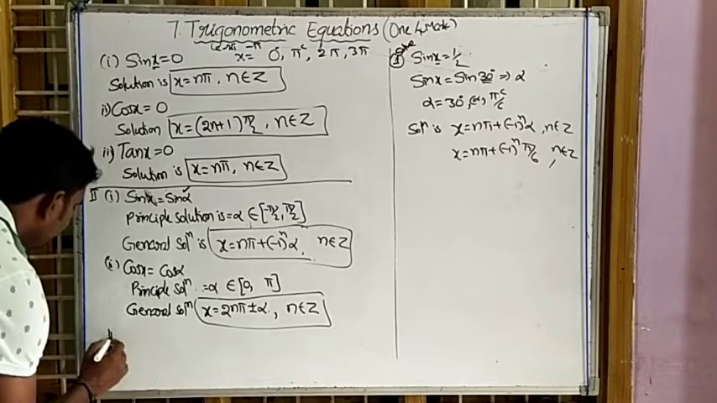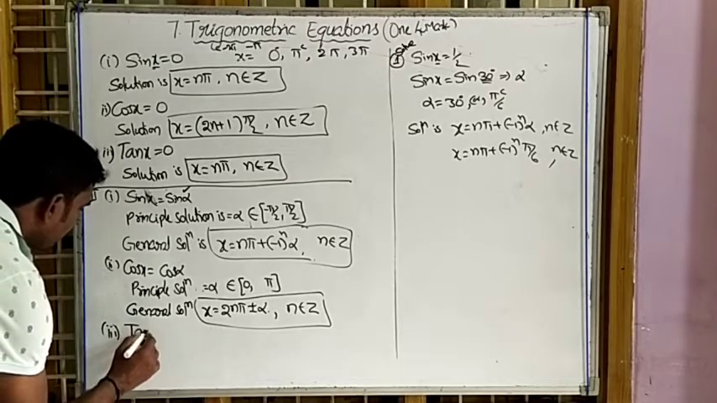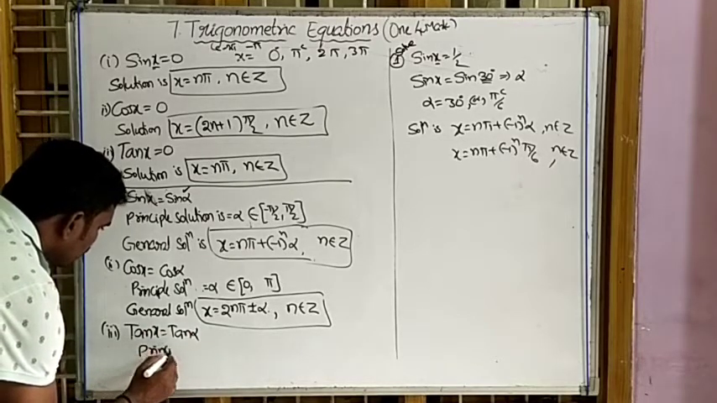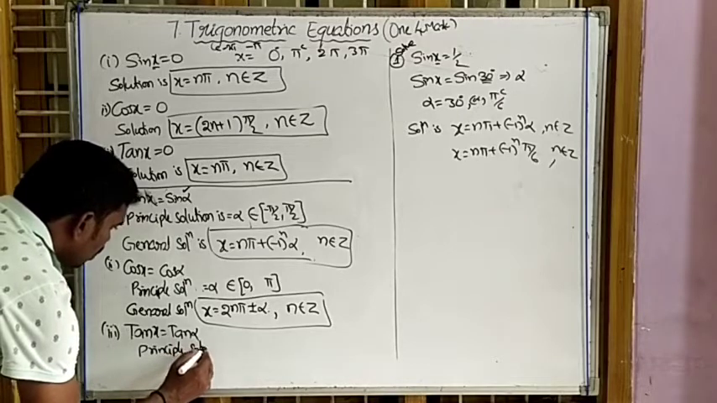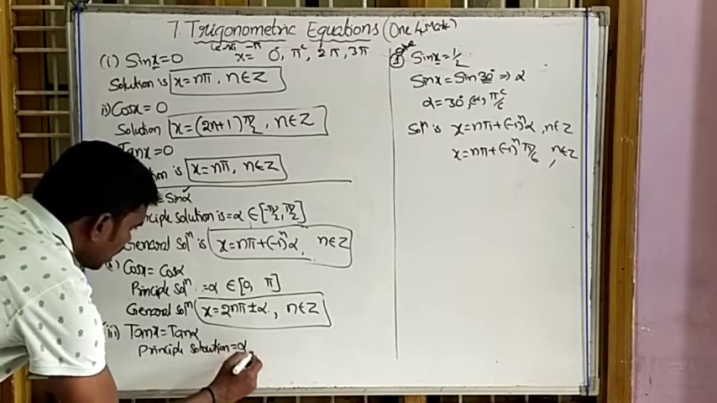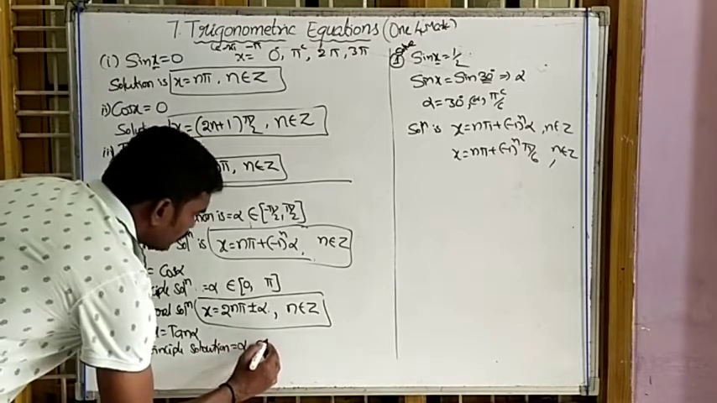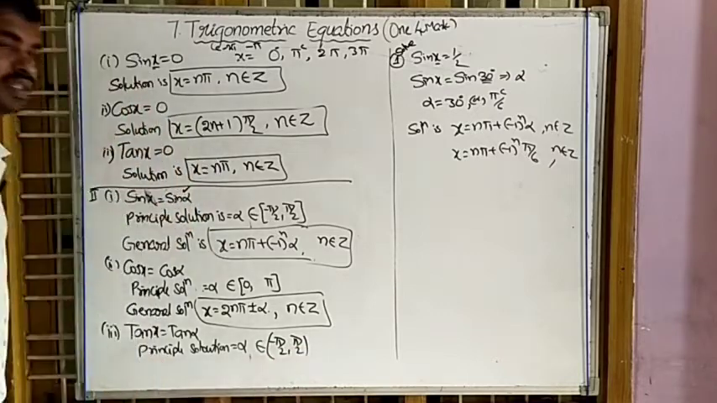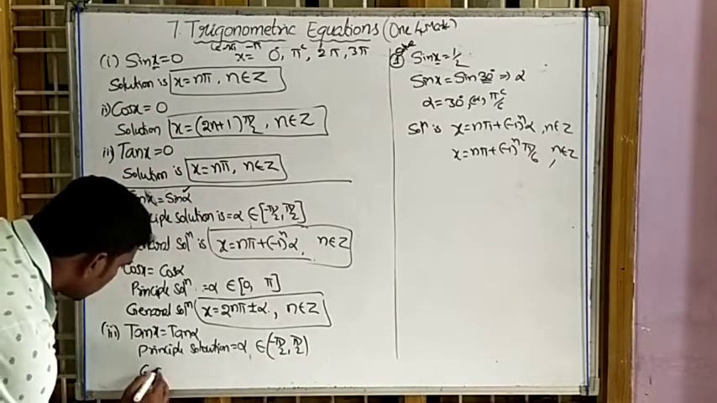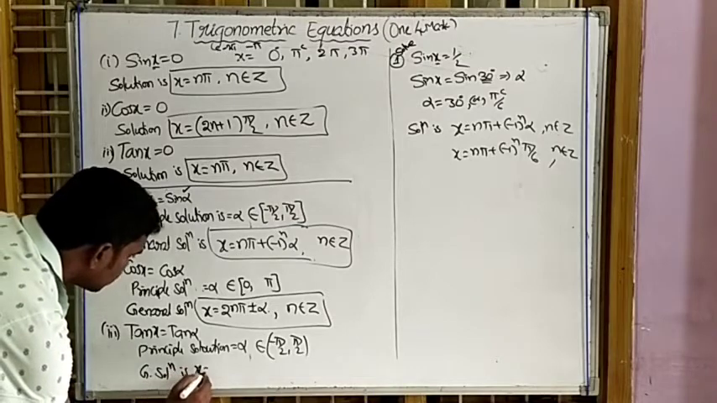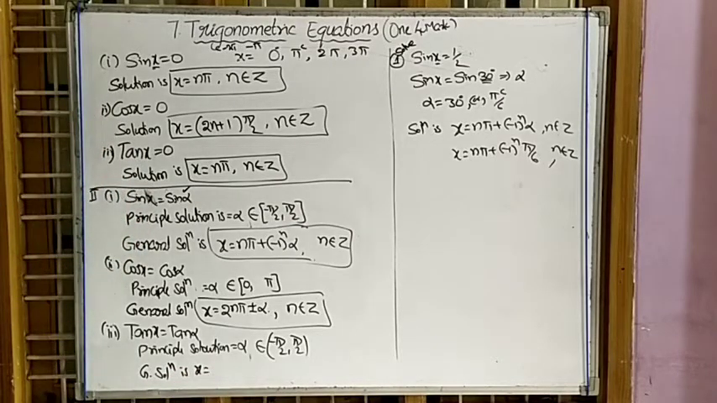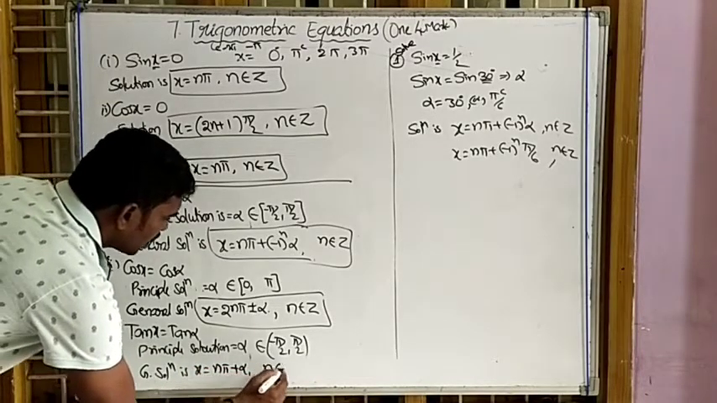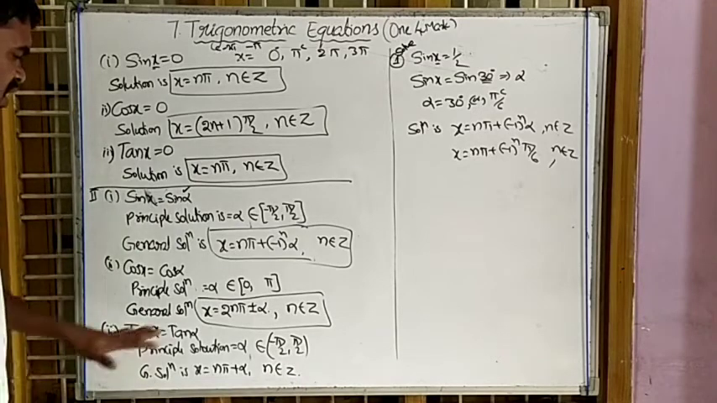Next, third one, tan x is equal to tan alpha. So here, what is the principal solution? Alpha. The solution is equal to alpha, and this must belong to the open interval minus pi by 2 to pi by 2. And the general solution is x is equal to, okay, small difference from sin and cos, n pi plus alpha. What is n? It is an integer. Okay, these are the formulas.